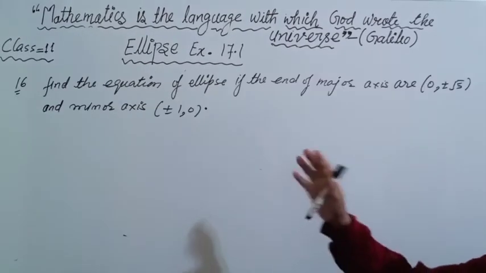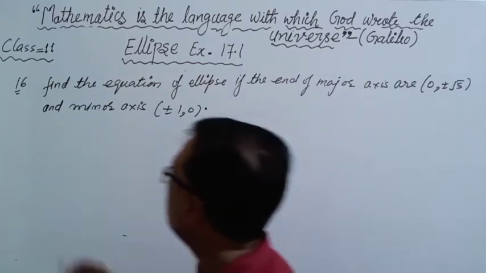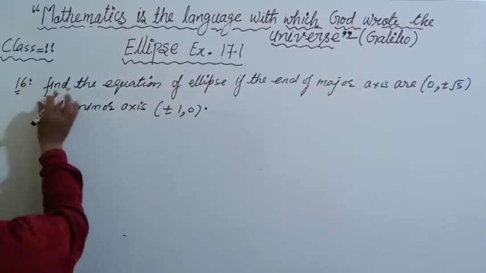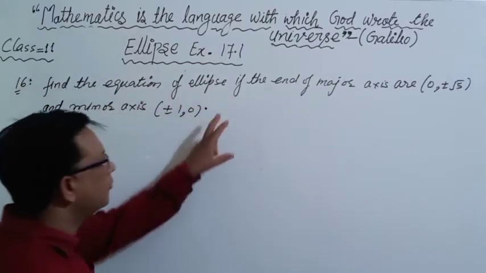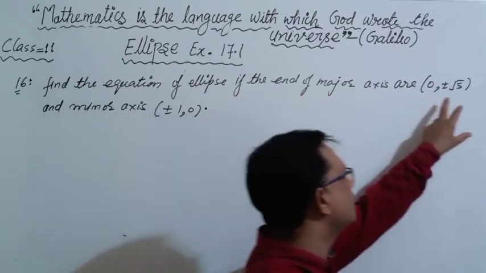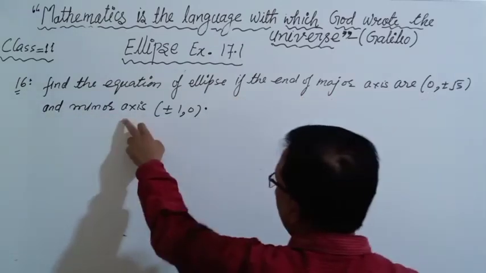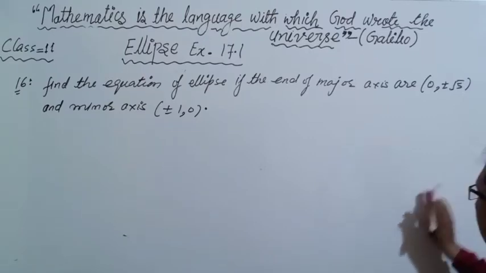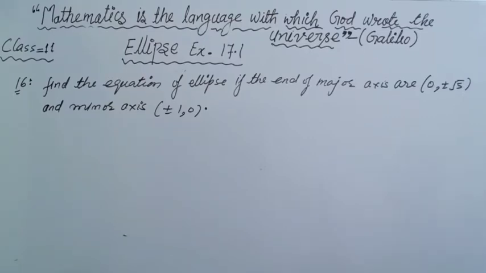Now student, we move to question number 16. Here we are going to find the equation of the ellipse if the end of the major axis is this and the minor axis is this. So let us draw a rough diagram. What is the condition of the ellipse and what is the axis of the ellipse? Then we solve and make the equation.